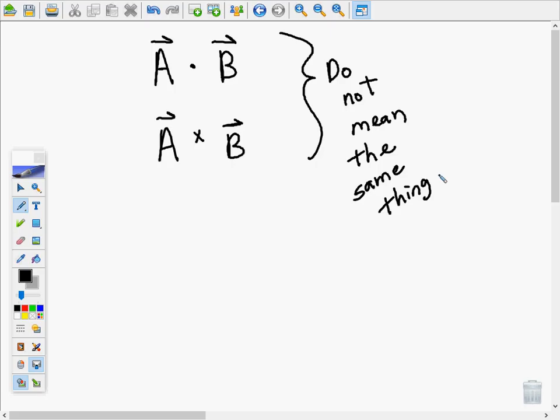The first one here, when you use a dot like that, it's called the dot product. But when you do the dot product, the answer you get is a scalar quantity. It doesn't have direction. Therefore, the dot product is also known as the scalar product.